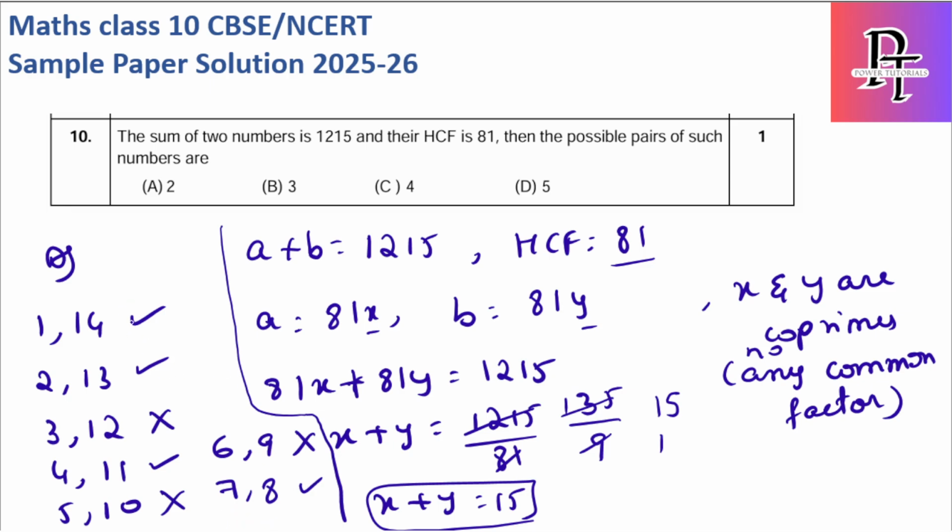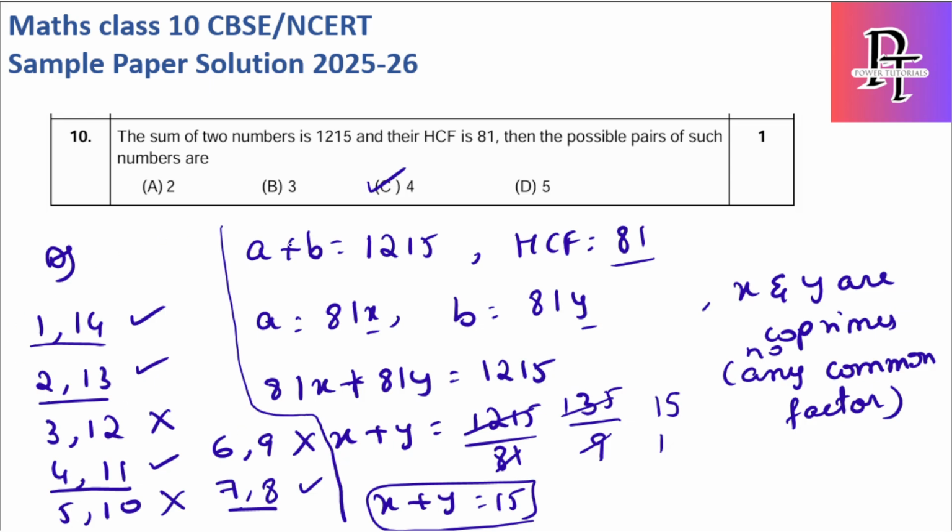So what are the possible numbers? 1 and 14, 2 and 13, 4 and 11, and 7 and 8. So 1, 2, 3 and 4 is the right answer. So what are the numbers? Numbers are 81 into 1, 81 into 14, 81 into 2, 81 into 13, 81 into 4, 81 into 11, 81 into 7, 81 into 8. So these are the possible cases.